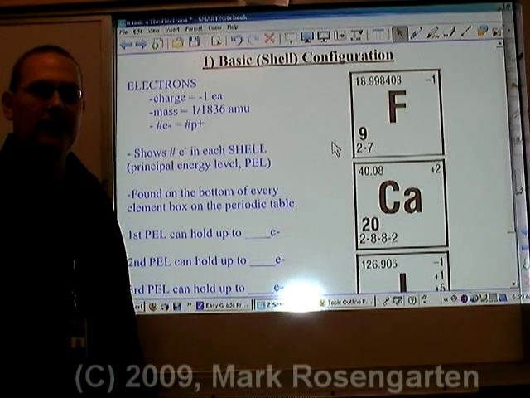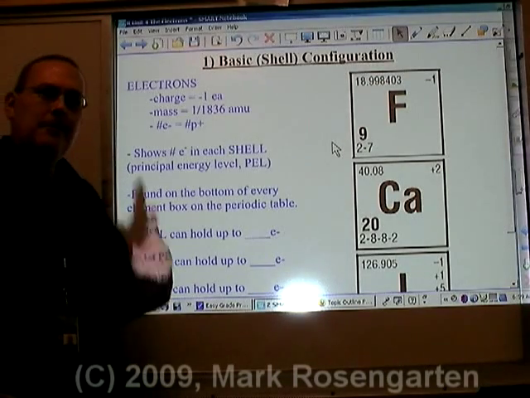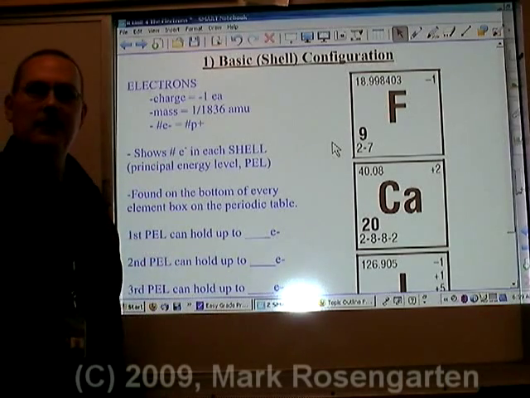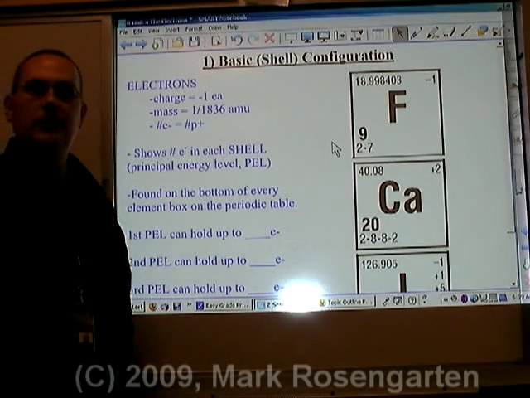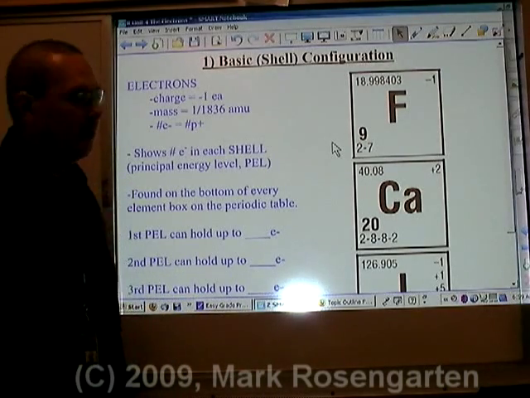Today, we marvel at the amazing thing that is known as the electron. Some facts you need to know about electrons. Each electron has a charge of -1, so 2 electrons would have a total charge of -2, 5 electrons would have a total charge of -5.